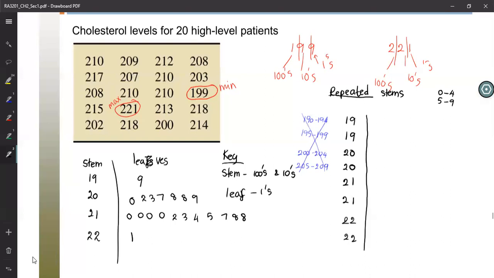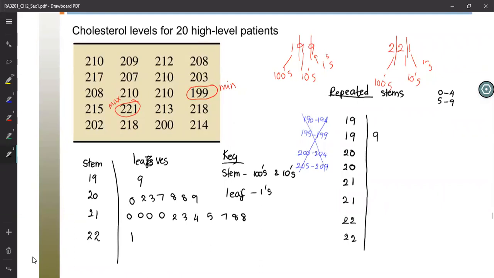You have 199. It should be here. So the first one, it's empty. When you have an empty stem, you don't remove it. You leave it there. And if you are repeating a certain stem, you have to repeat all the others. If it is repeating twice, you have to repeat every stem twice. If you are repeating 3 times, you have to repeat every stem 3 times. There can be stems without leaves, but still you have to leave them as they are.